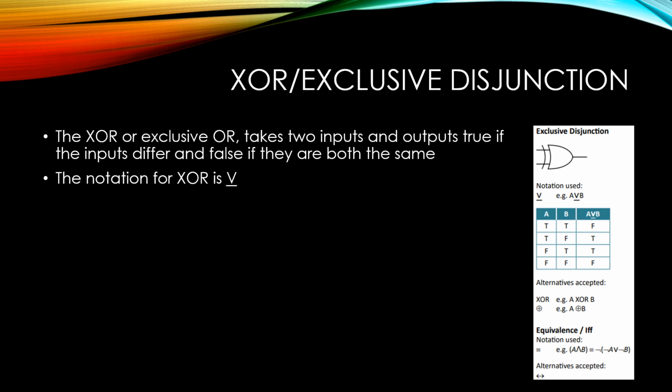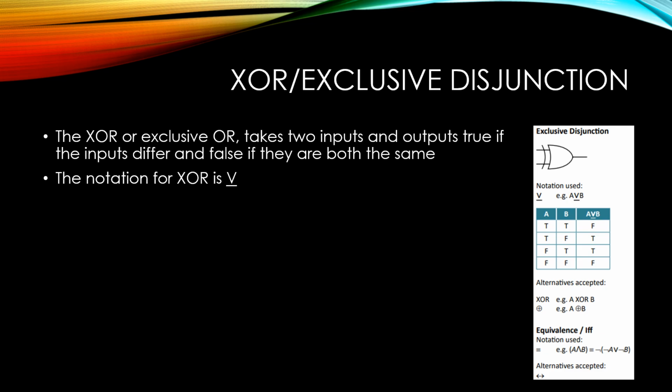As you can see from our truth table here, if the input for A is true and input B is true, then the output is false because they are both the same. If A is true and B is false, then the output is true. If A is false and B is true, then the output is true. If A is false and B is false, then the output is also false because they are both the same again.